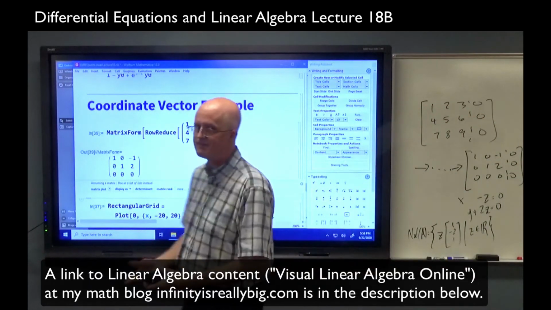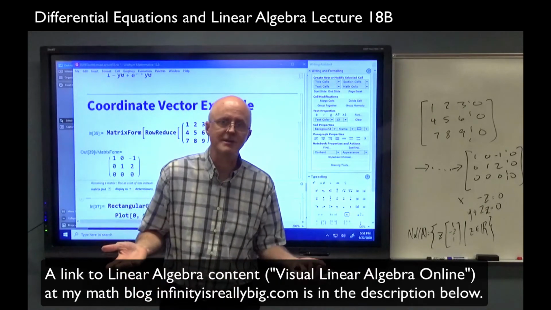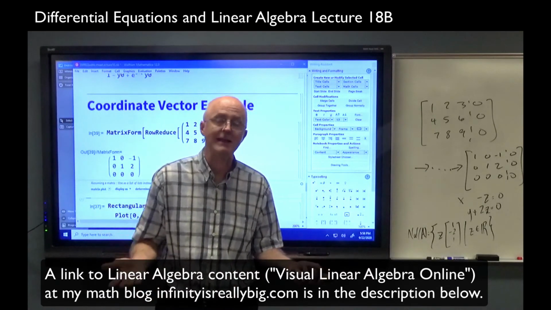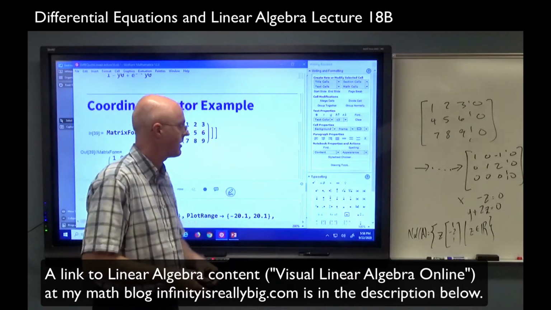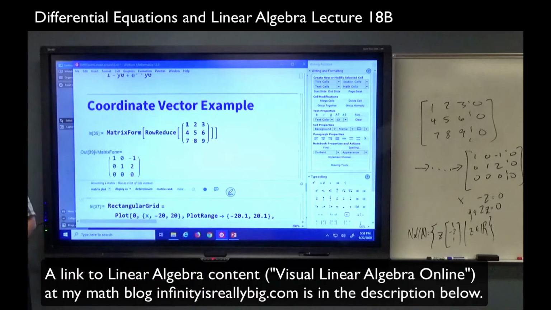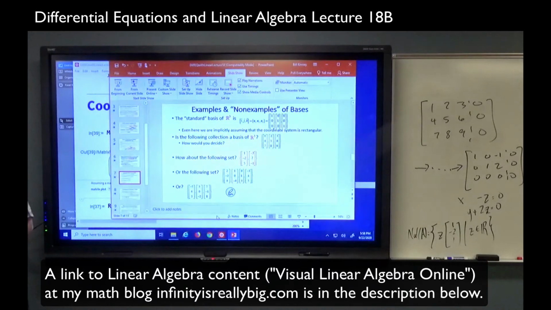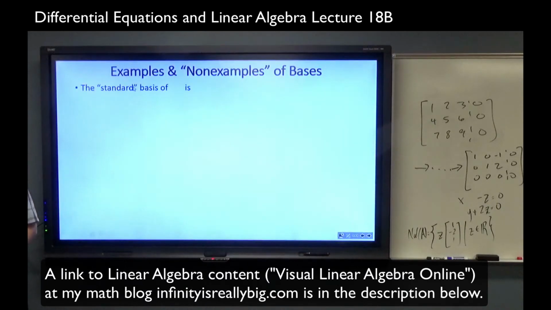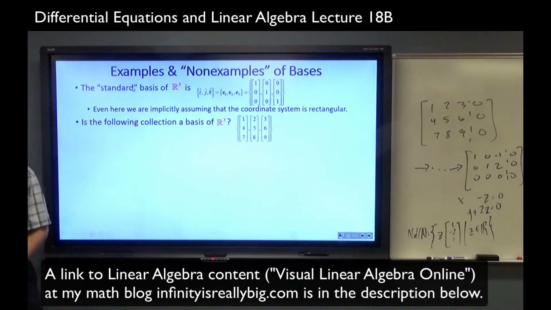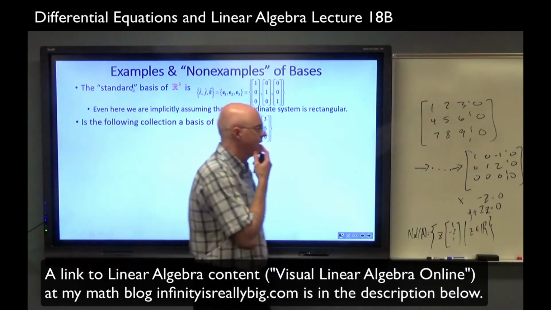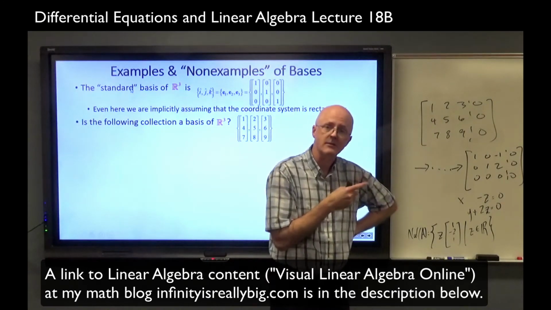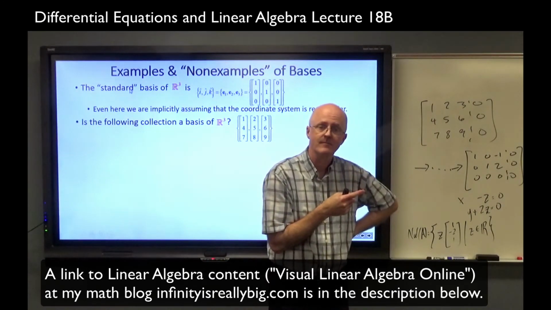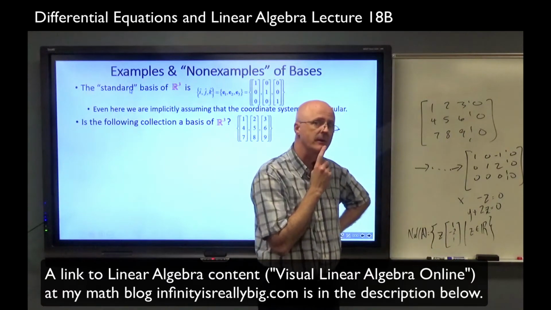And so what this means is that this collection of three vectors is not linearly independent. It is linearly dependent, so it can't be a basis for R3. And it also would not span R3. If three vectors are not linearly independent in R3, they also won't span R3.